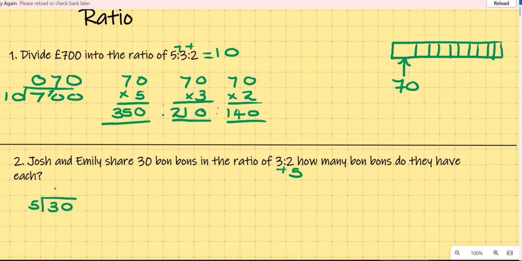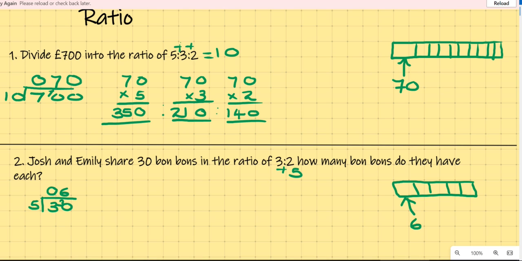So 5 doesn't go into the 3, so that 3 gets carried over, and then 5 goes into 30 6 times. So remember our chocolate box. Okay, so we've got 5 shares this time, and 1 is worth 6. 6 times 5 is 30, so I know I'm right. So let's go back to this ratio.